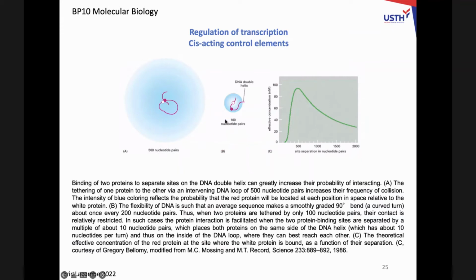I know it's quite complicated because it's a conceptual modelization of the probability of interaction of two proteins bound to DNA according to the distance of the site of binding. And there is quite a trick. Well, anyway, we will see. Try to think a little bit about this during this weekend.